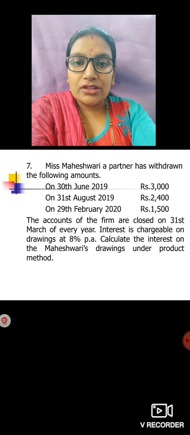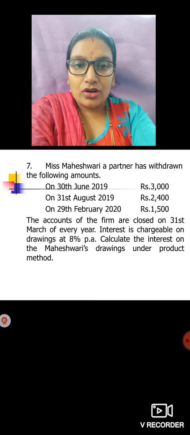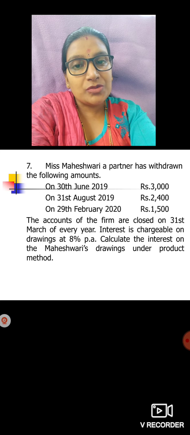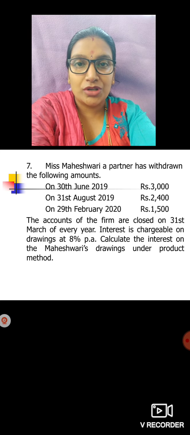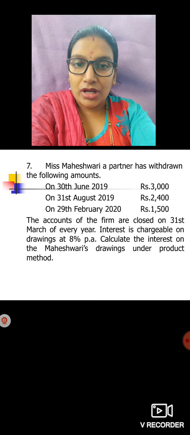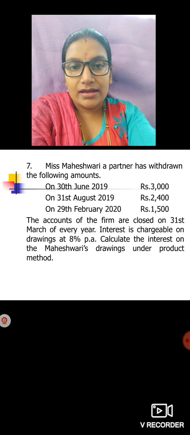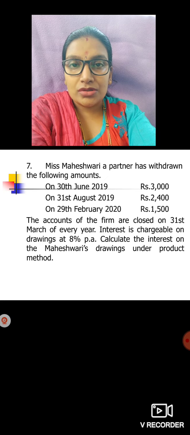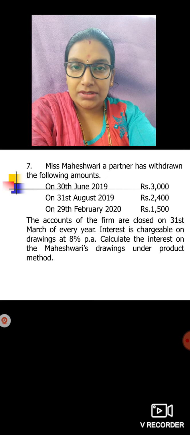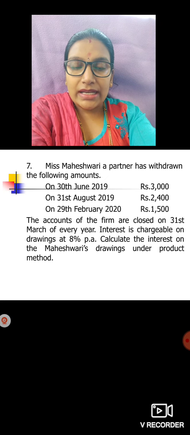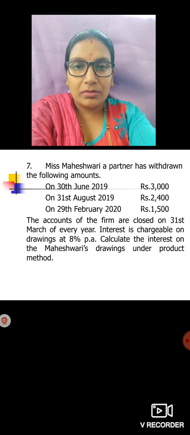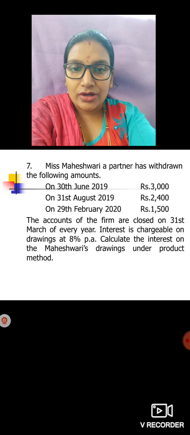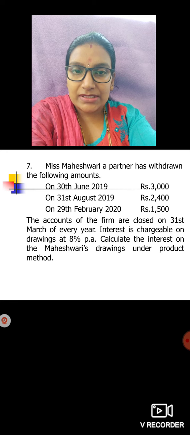Okay. On 30th of June 2019, she withdrew 3000 rupees. So from which month should you count? July, right? Because 30th June is the last date of the month. So should count from July. Okay, July, August, September, like that till March you should count. Then 31st of August you have. So you should count from September, not from August. Then 29th of February means again next month. 1 month you'll get, that is only March. Okay, so rate of interest here you have is 8%.